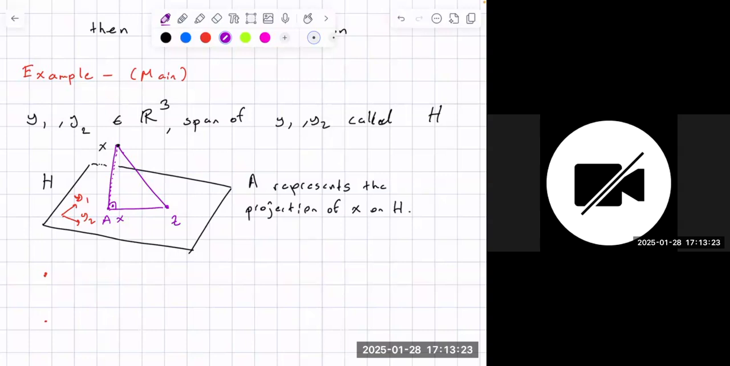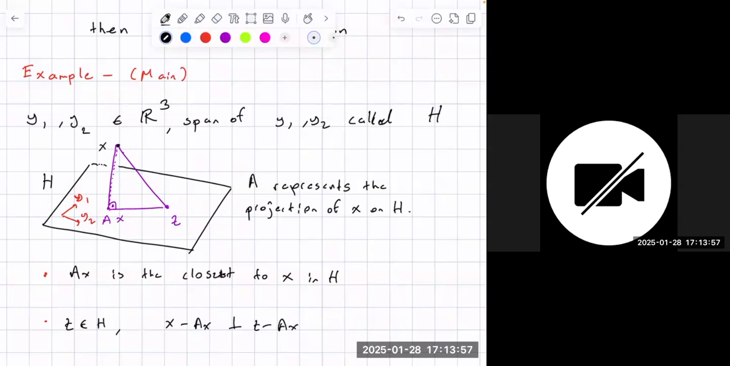Okay, so let me write this out. The projection AX is the closest to X in H. And if I have any other Z in H, then the vector X minus AX should be orthogonal to Z minus AX. And because of this, sometimes this is also called orthogonal projection.